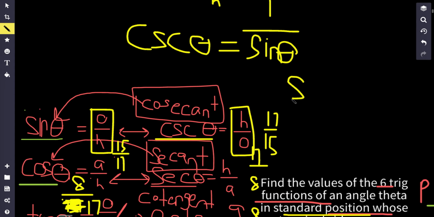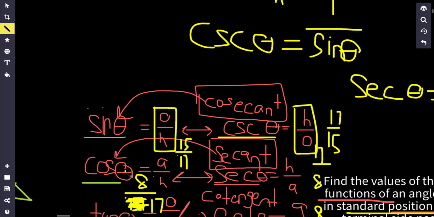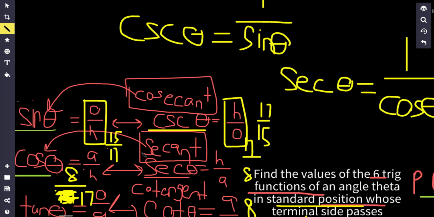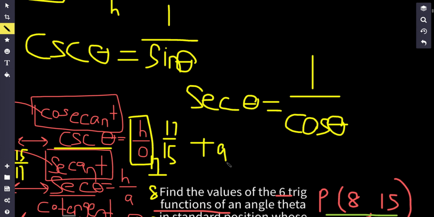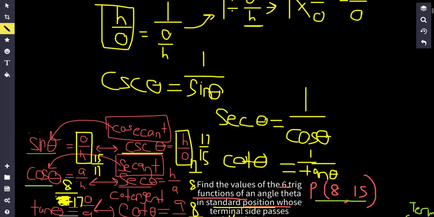Secant of theta is actually 1 over cosine of theta. So it's just going to be 1 over, and then the reciprocal of that. And then finally, tangent of theta is equal to 1. Finally, cotangent of theta is equal to 1 over tangent of theta. And there you go.